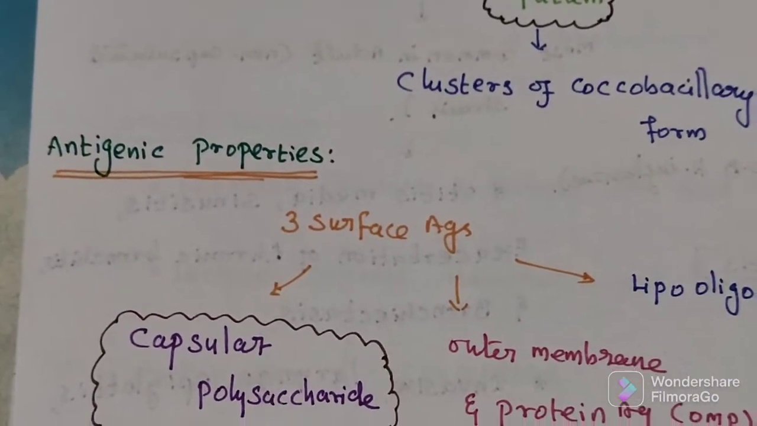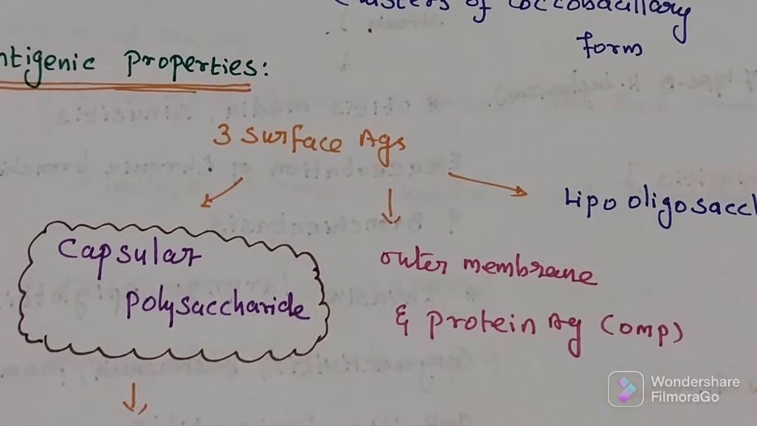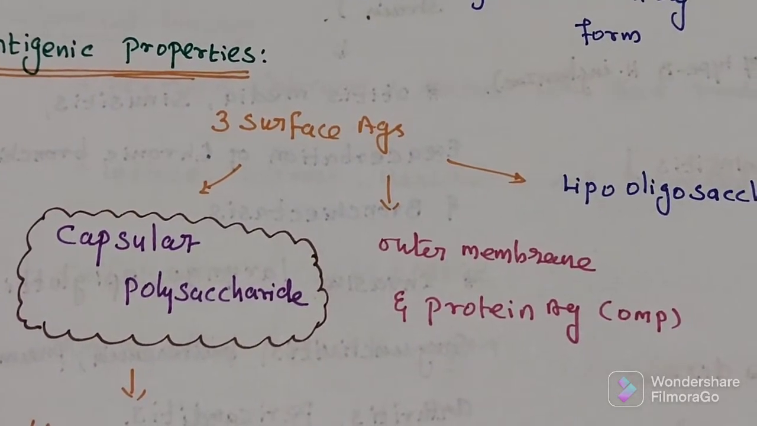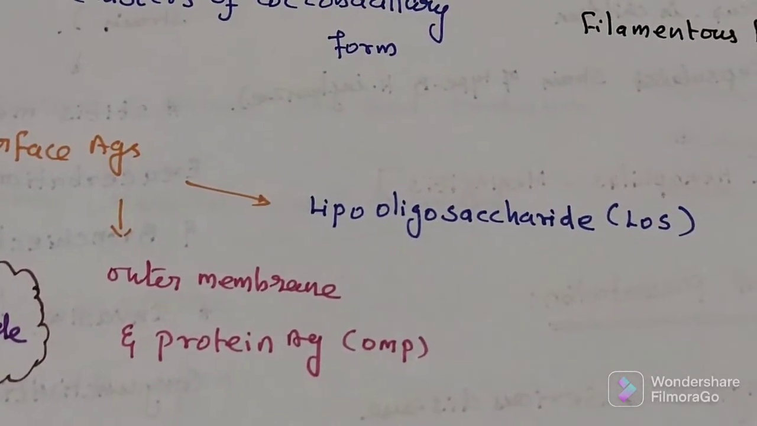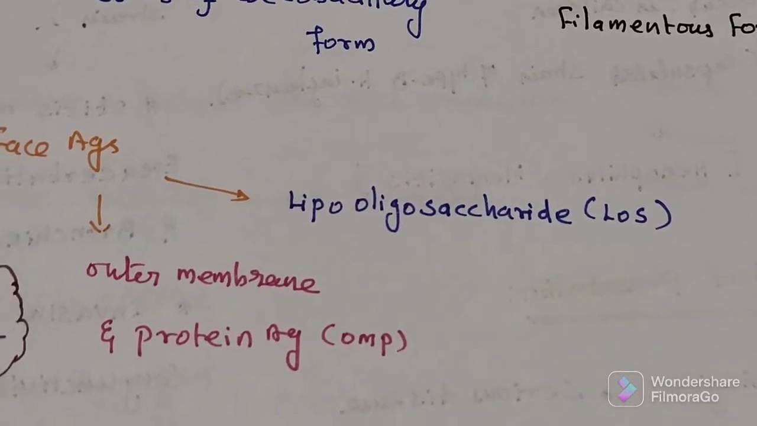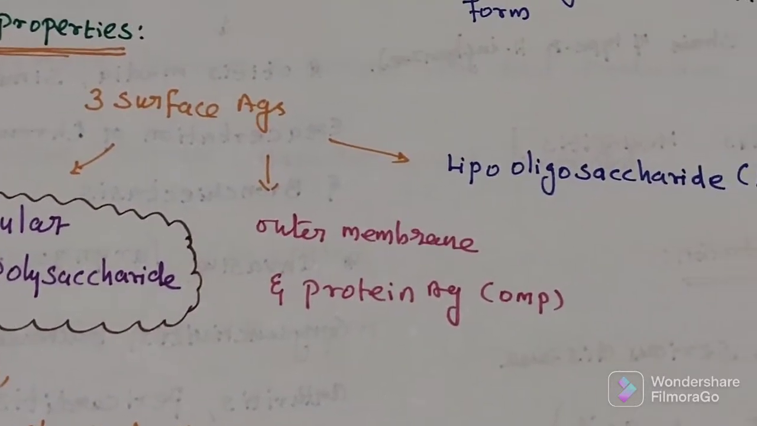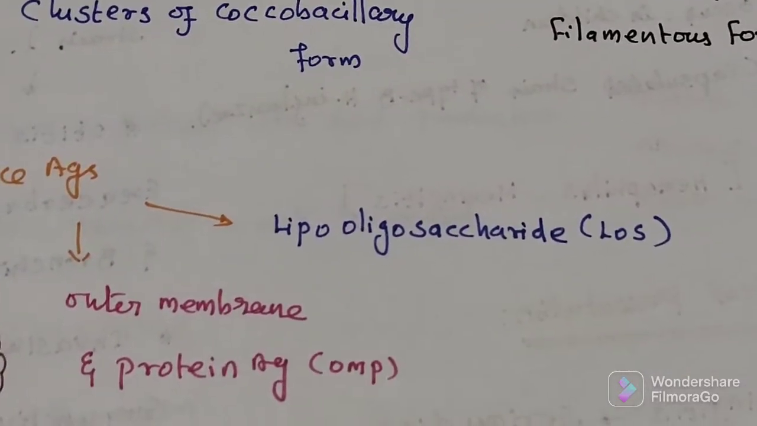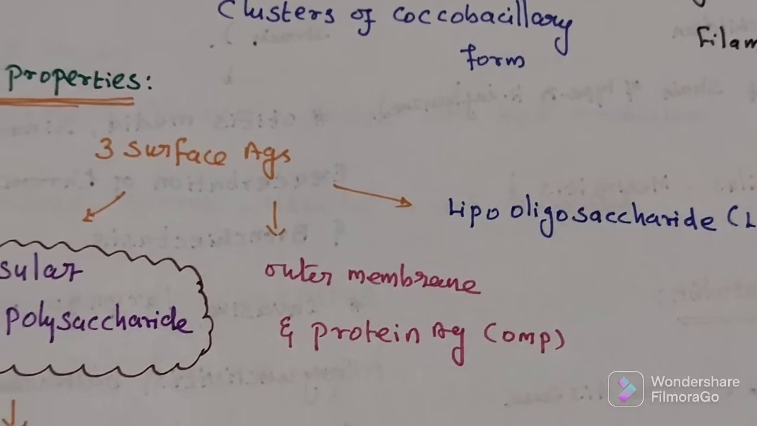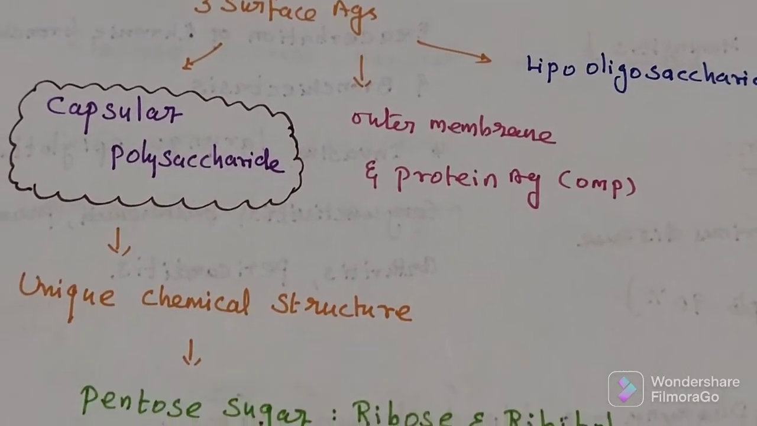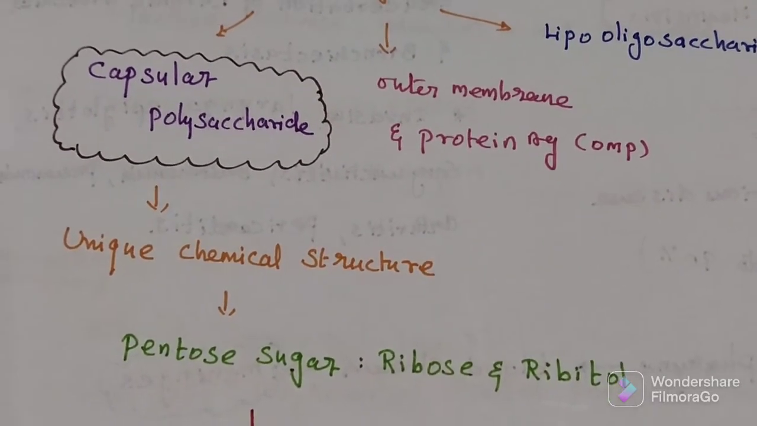Now coming to antigenic properties. There are three main surface antigens: capsular polysaccharide, outer membrane protein antigen (OMP), and lipo-oligosaccharide (LOS). Here, we will discuss capsular polysaccharide in detail.